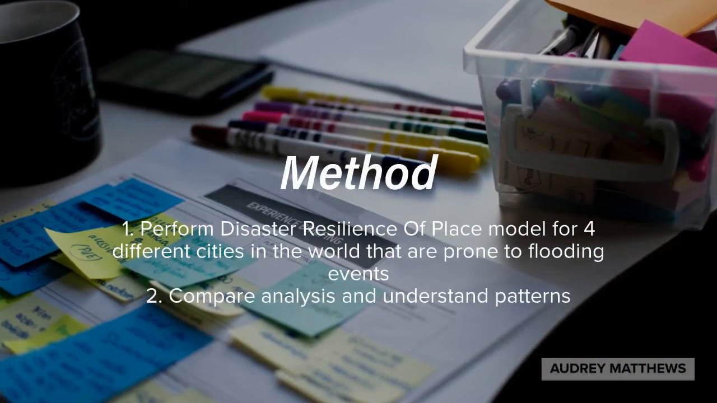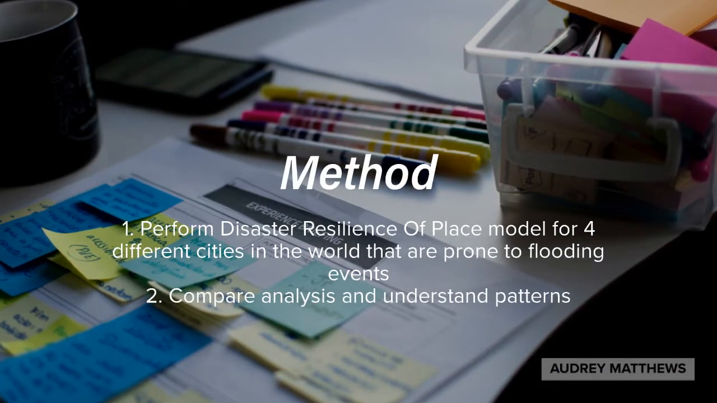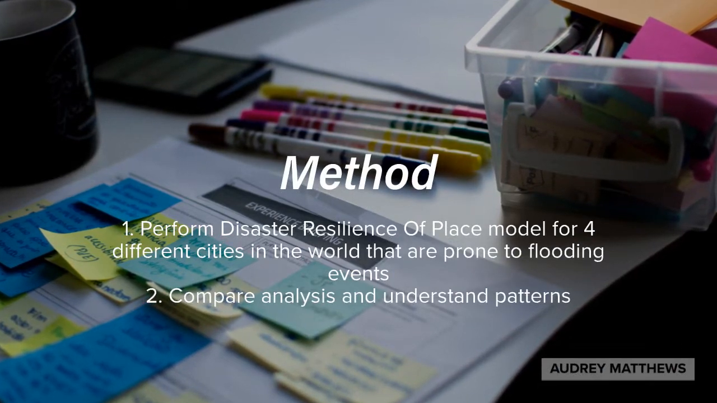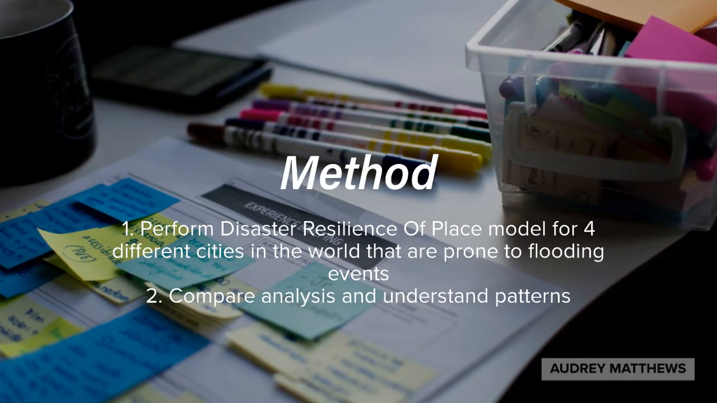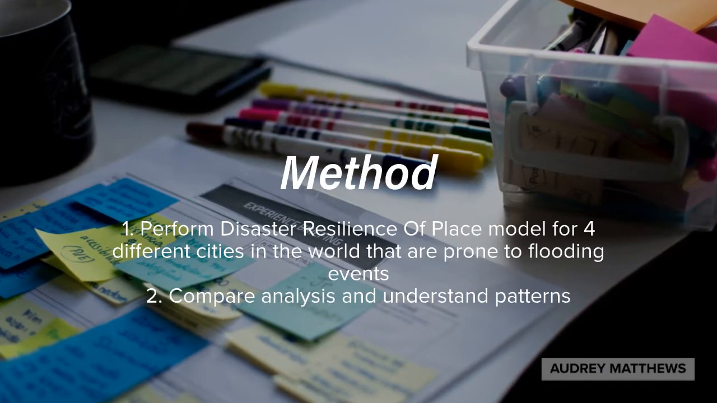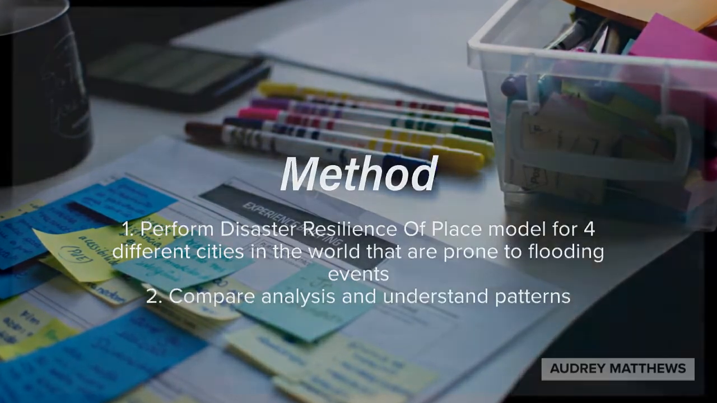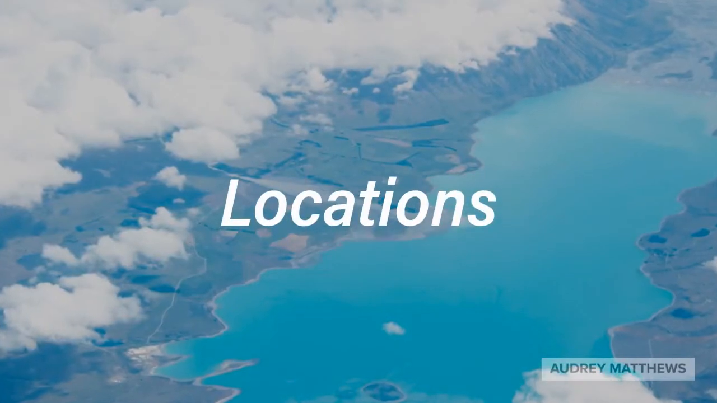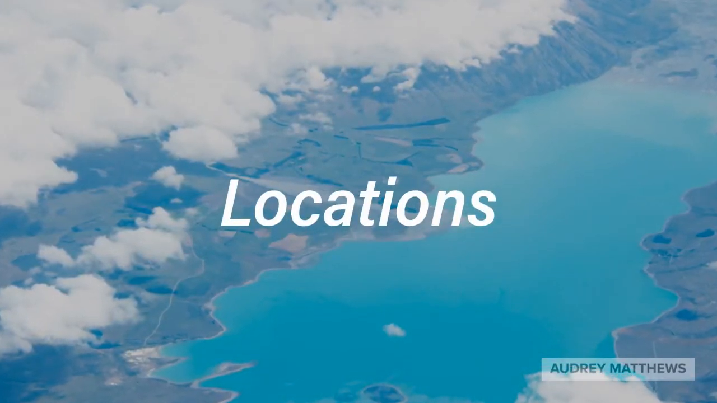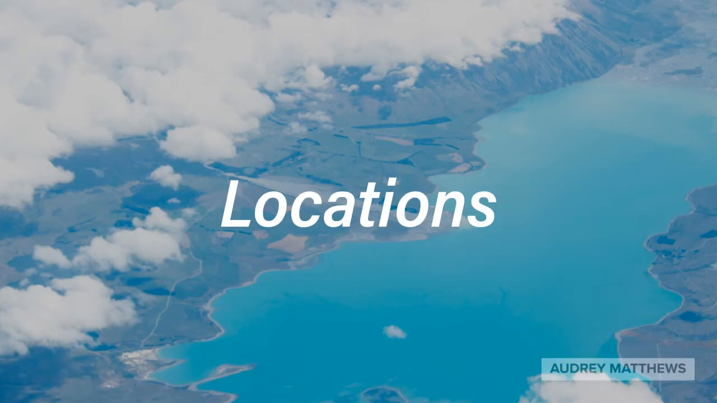The method of my research project is to perform an analysis using the Resilience of Place method for 4 different cities in the world and then compare those to find social impact patterns. The cities I chose have different developmental, cultural, and spatial aspects.